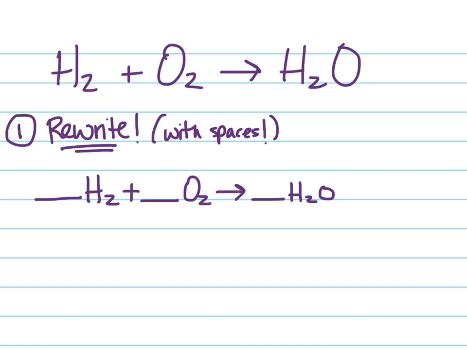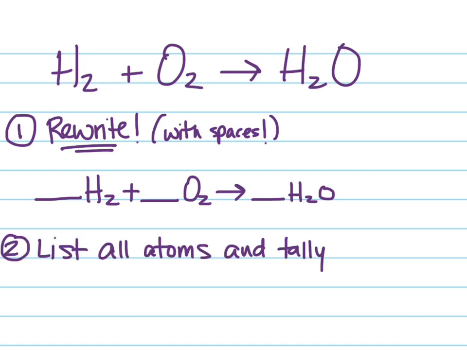Use the space button as necessary, but what I want you to do is write a space and then write the reactant. Plus, write a space, write the reactant. Arrow, write a space, write the product. You cannot change any formulas. You have to write those exactly as they were in the initial problem.